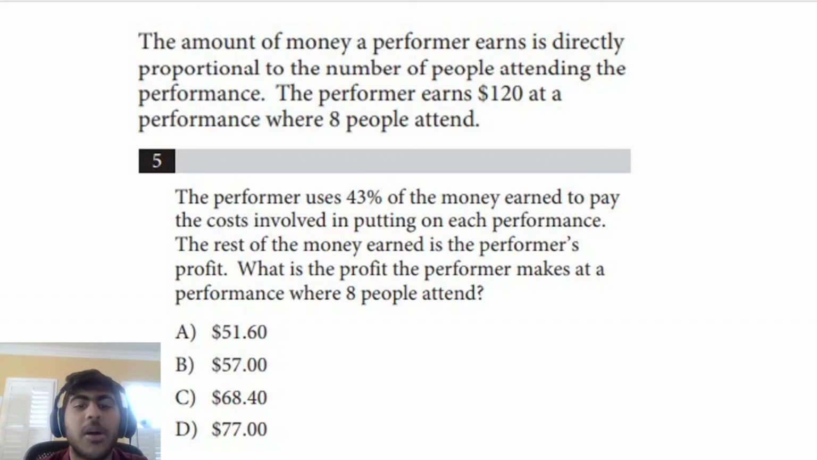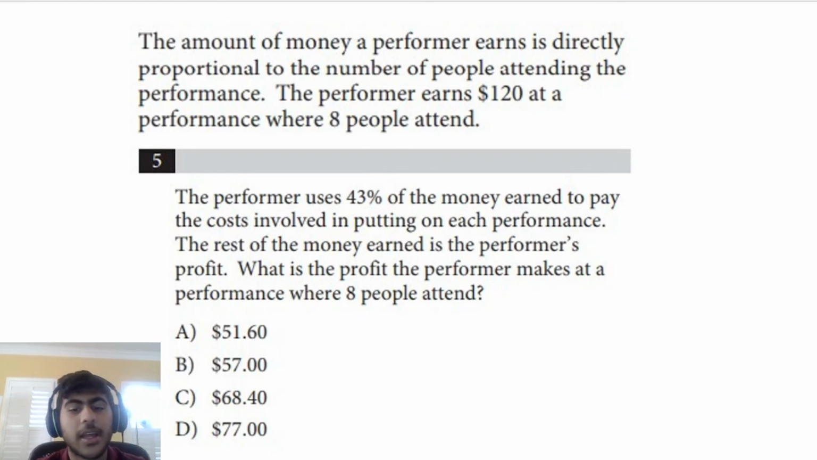We're given the same prompt about the amount of money a performer earns being directly proportional, with $120 per 8 people. Well, we can still write that same directly proportional relationship, where K equals 15. Let's keep that in mind. Alright. Now, a performer uses 42% of the money earned to pay the costs involved in putting on each performance. The rest of the money earned is the performer's profit. What is the profit the performer makes at a performance where 8 people attend?